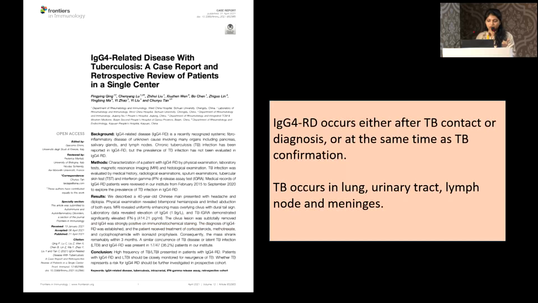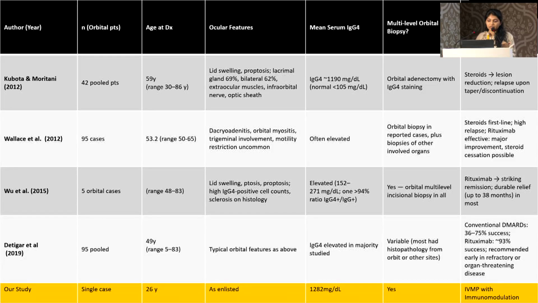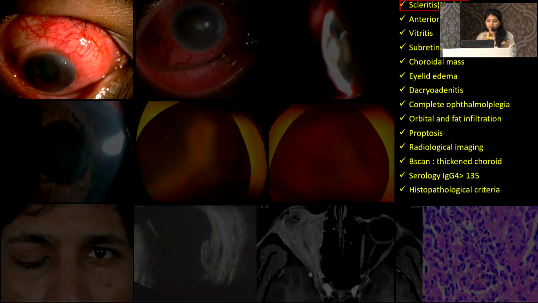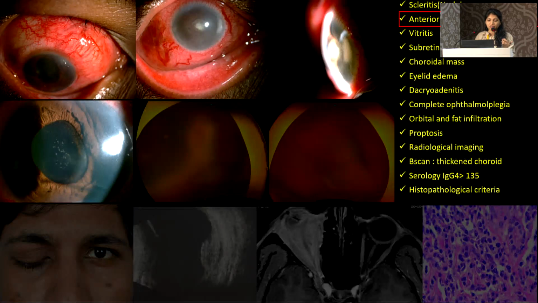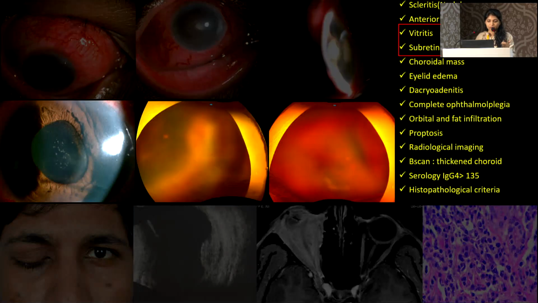cosmetic and functional outcome. IgG4 related disease has been reported to occur during the TB contact or after TB confirmation. When we did a review of literature, our patient had a relatively younger presentation and similar treatment has been practiced among the other studies as well. Here in front of you are the pole-to-pole manifestations from the anterior to the posterior, where multiple differential diagnoses have to be kept in mind.